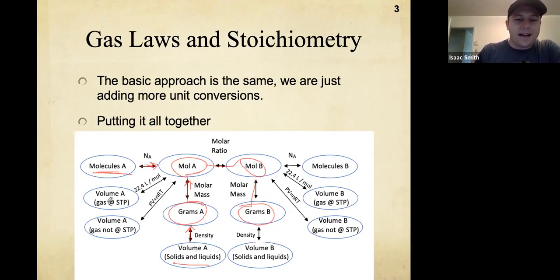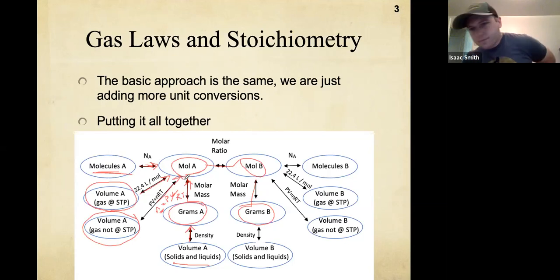If you have a gas, you'll have the option of, if the reaction's at standard temperature and pressure, using 22.4 liters per mole. That's just the standard for gas at standard temperature and pressure. If it's not at standard temperature and pressure, then you're going to use PV equals nRT. You're going to rearrange it for n equals PV over RT, and you can solve for moles, and that gets you from volume to moles of whatever it is.